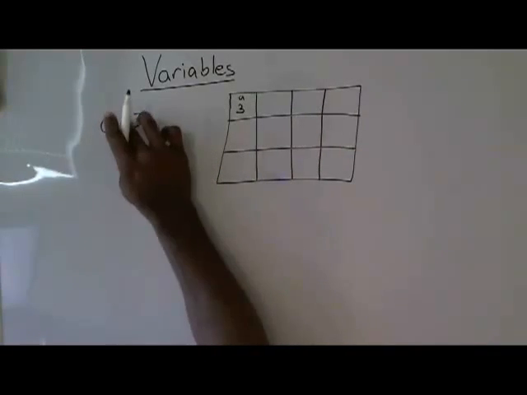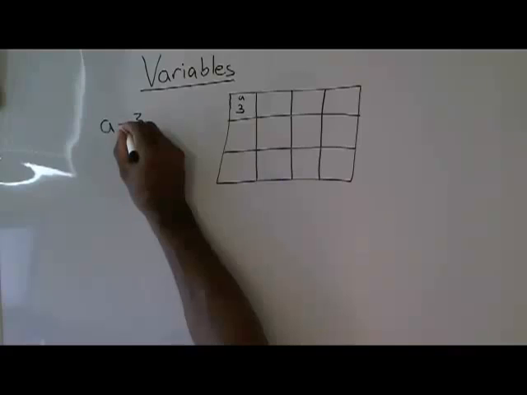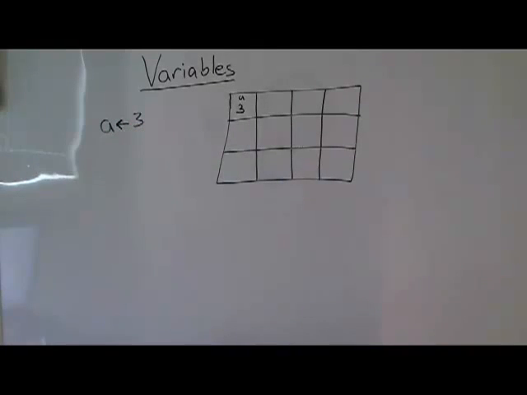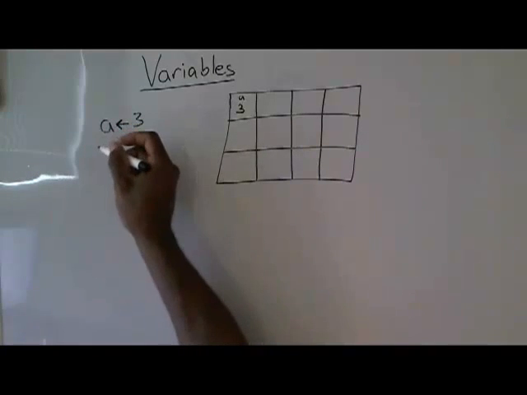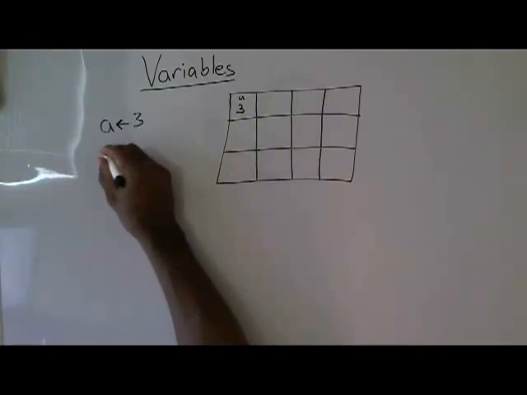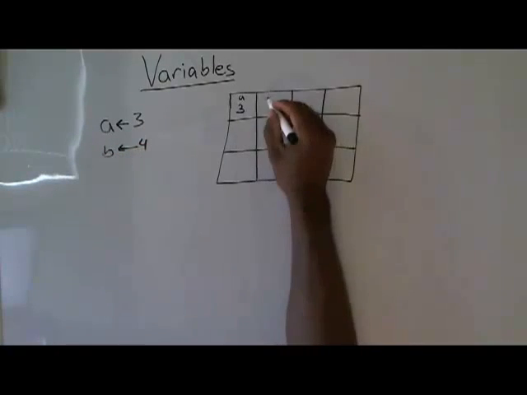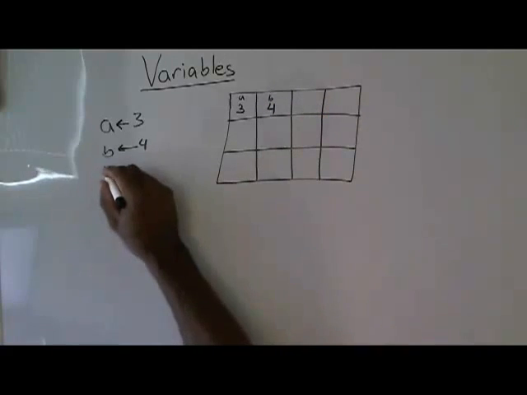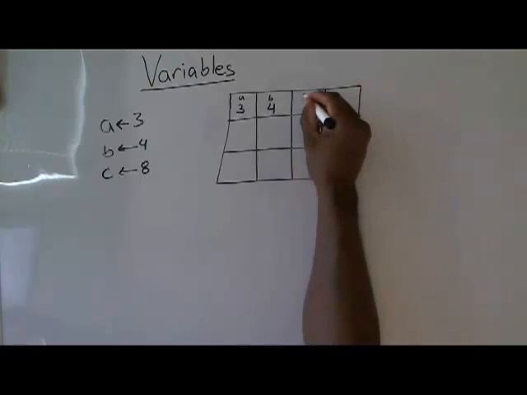So it's not really A equals 3. One way to say it is memory location A gets the value 3. I could also do a memory location B, and that could get the value 4. So B gets the value 4. And I can do C gets the value 8. And so C gets the value 8.